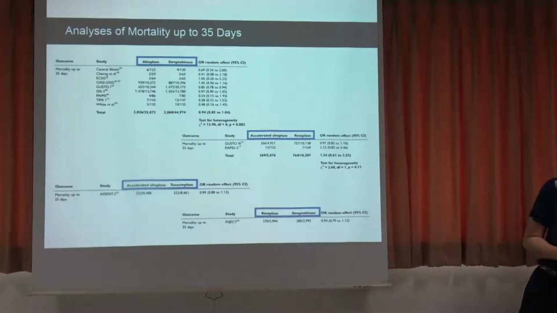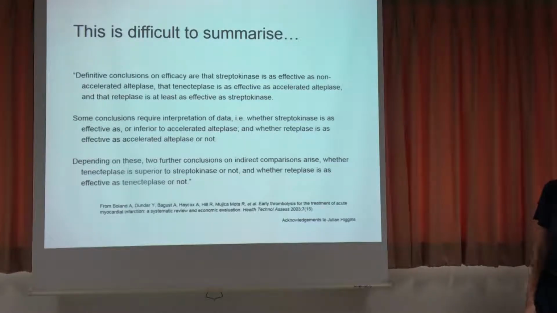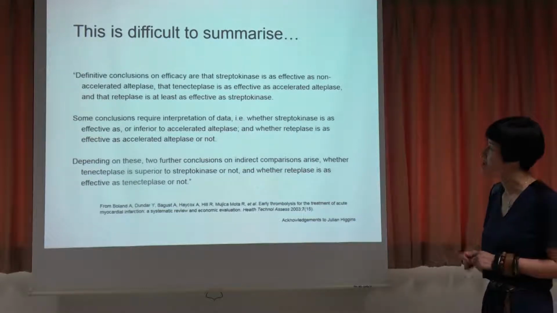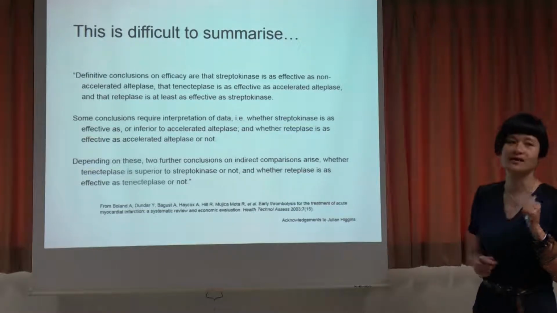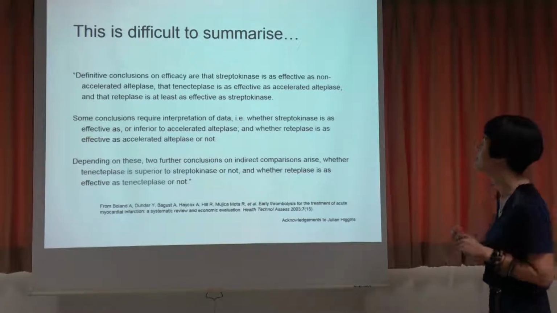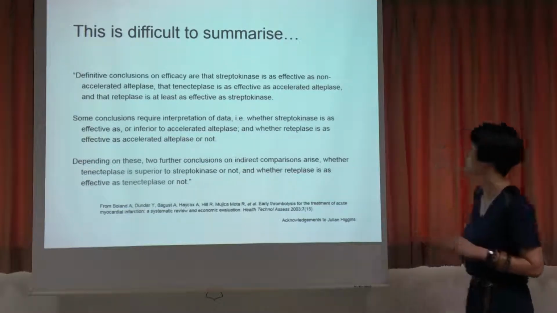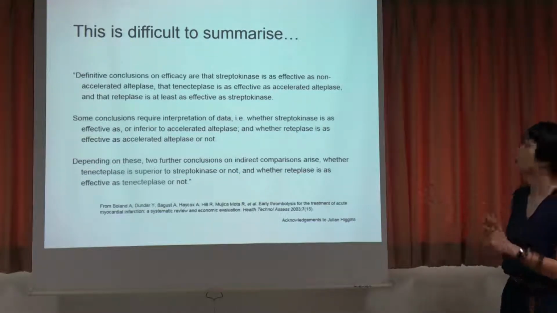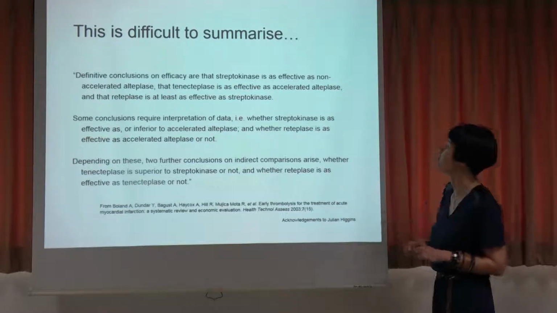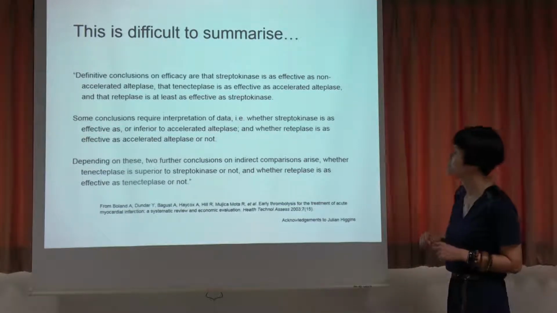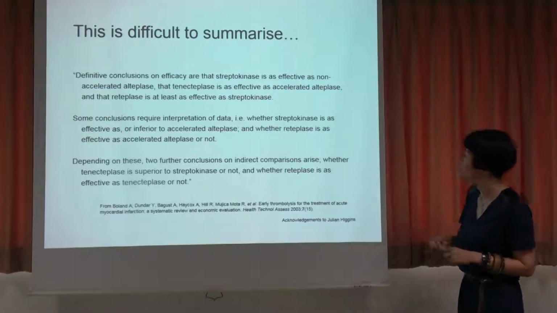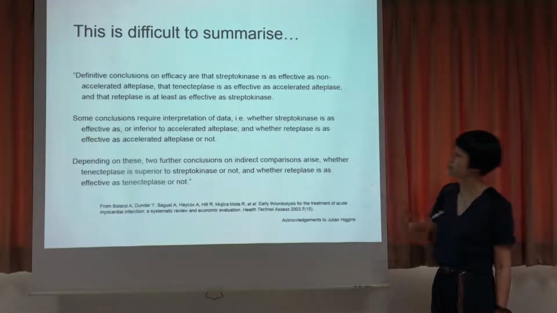Now, splitting the data is even more interesting because this is part of the summary. Now, let me read this to you. So they said, definitive conclusions on efficacy are that streptokinase is as effective as accelerated alteplase. So this is based on one of the pairs. And tenecteplase is as effective as accelerated alteplase, that's based on another pairwise comparison. And that reteplase is at least as effective as streptokinase. Some conclusions require interpretation of data, i.e. whether streptokinase is as effective as or inferior to accelerated alteplase, or whether reteplase is as effective as accelerated alteplase or not.